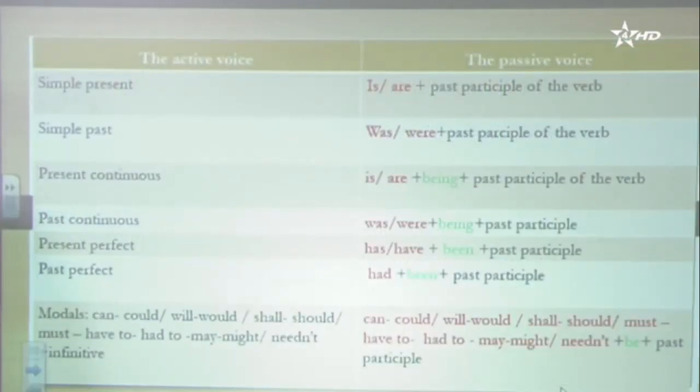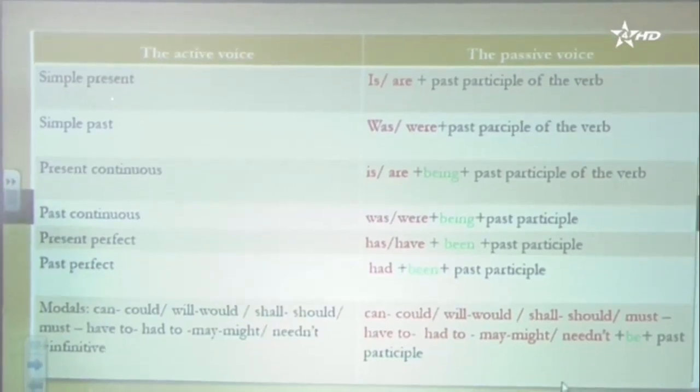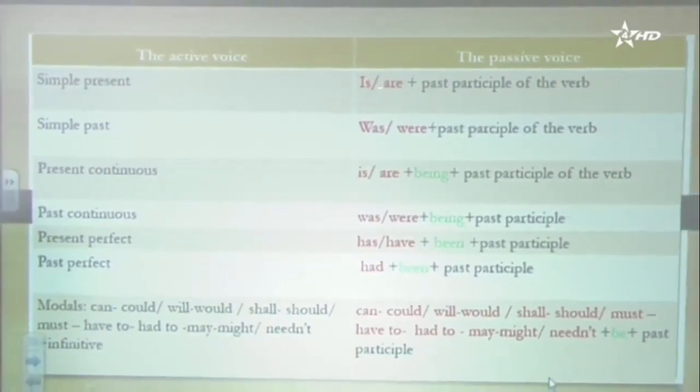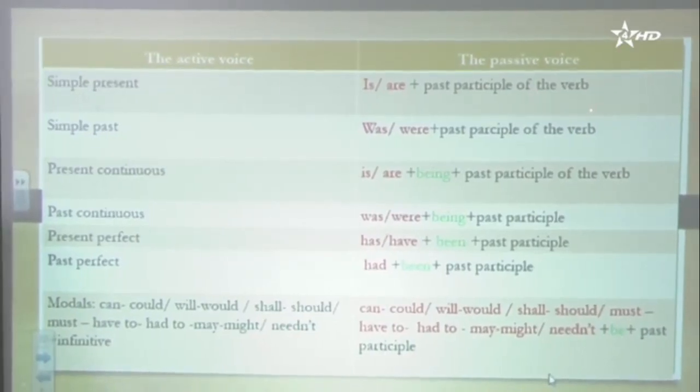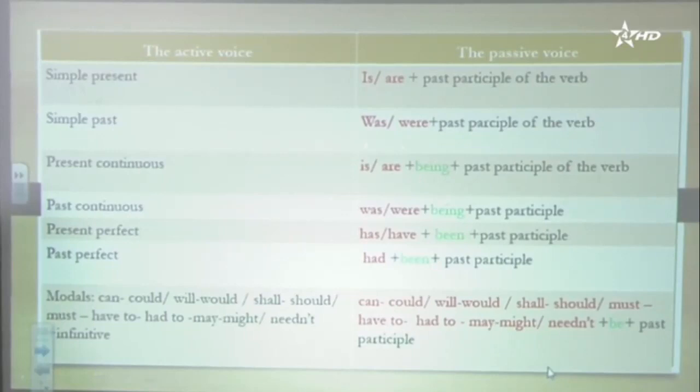Now, changes at the level of tenses. The simple present: we use is or are plus the past participle of the verb. Simple past: was or were plus the past participle of the verb. So the verb to be takes the tense of the active verb. Present continuous: is or are plus being. Again, it takes the form of the verb in the active voice. Past continuous: was, were, plus being, plus past participle.